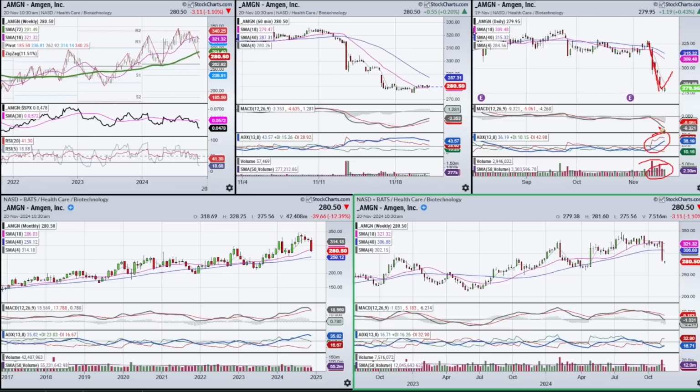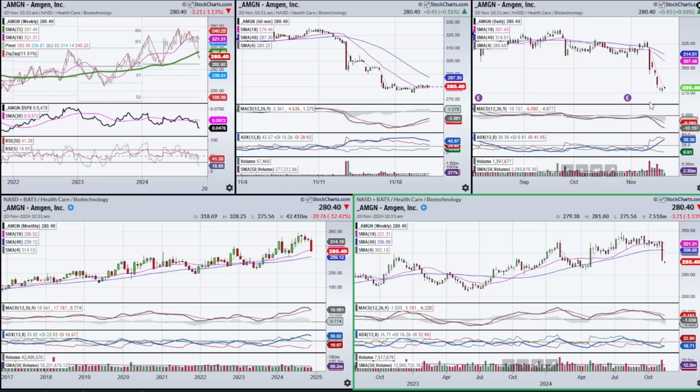Any kind of a rally in this, I think, would be more of an opportunity to exit rather than looking to be a buyer on weakness. I would be looking to be a seller on strength. That's how I would look at this. It's too strong of a move on heavy volume. I think this is going to take a while to turn things around.